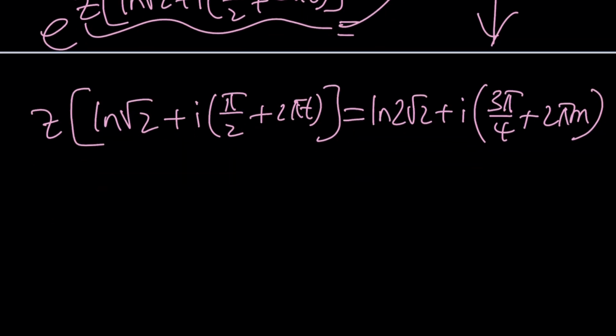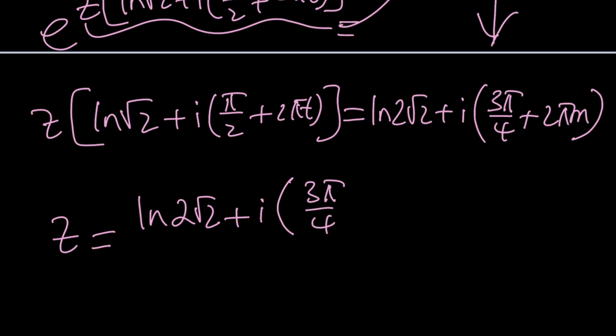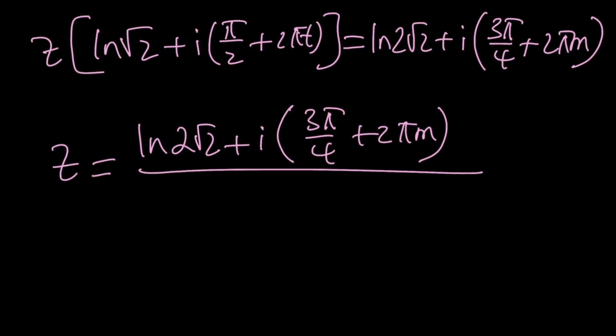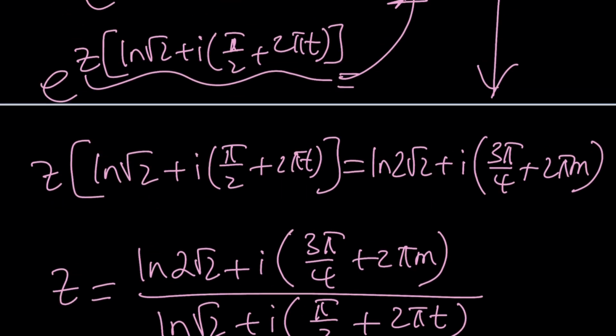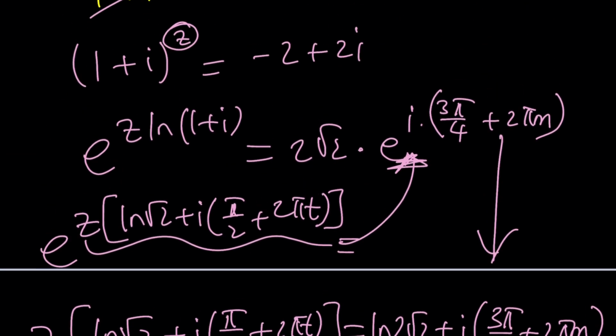Awesome. Now let's go ahead and isolate z. That's going to be ln 2 root 2 plus i times 3 pi over 4 plus 2 pi m. I'm not using parentheses. I hope that's understandable. Remember, m is an integer. Divided by ln root 2 plus i times pi over 2 plus 2 pi t. Okay? And by the way, this shouldn't be a pi over 2. That should be a pi over 4. I don't know why I wrote pi over 2. Let me fix that real quick.